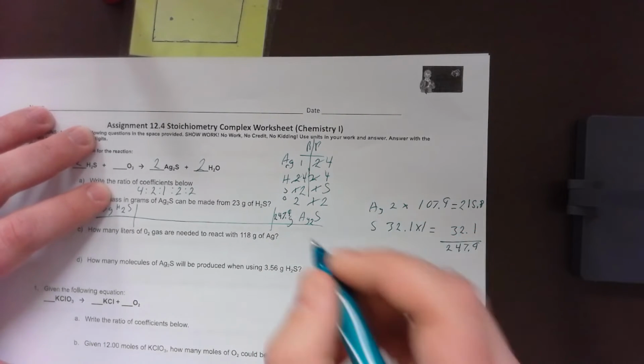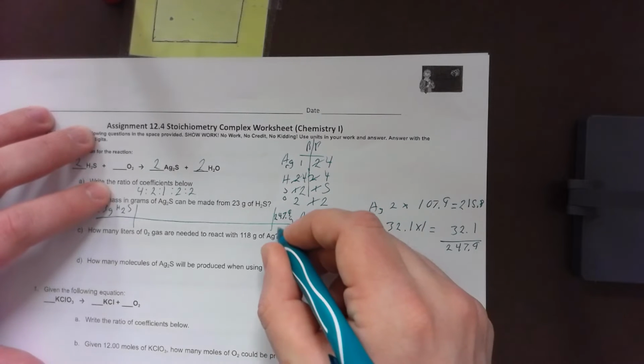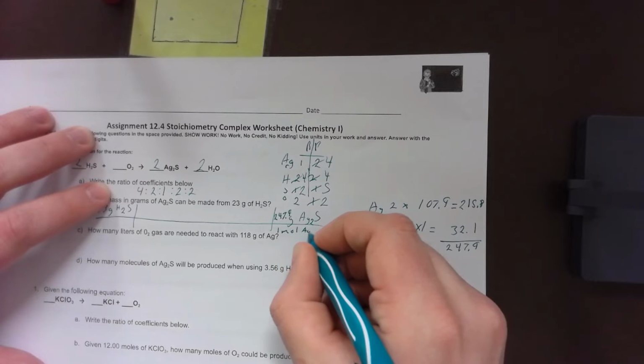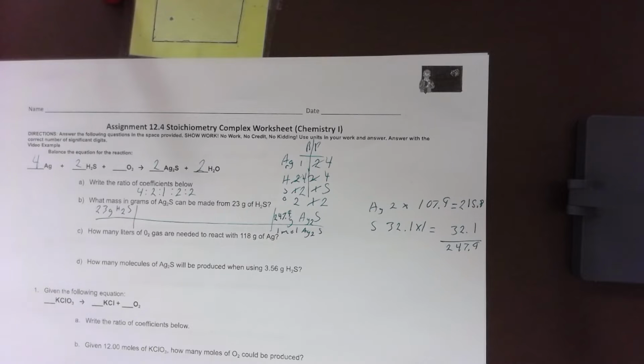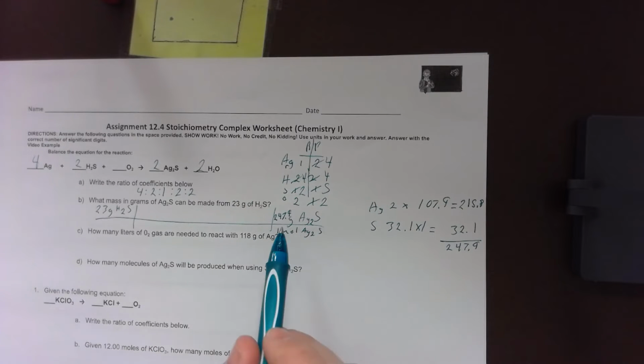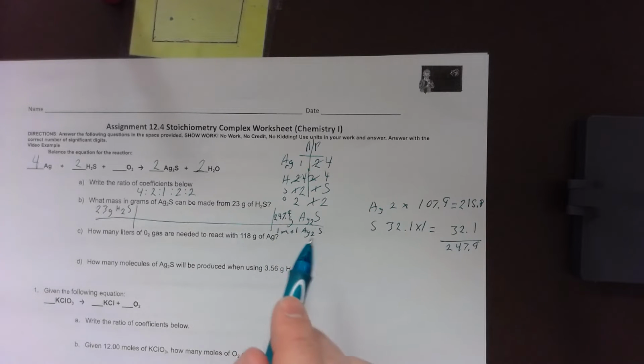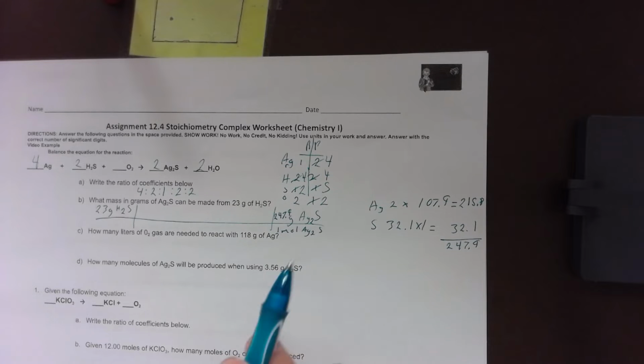Now remember, because it's molar mass, we need to put 1 mole of Ag2S here. We are always going to put our 1 mole of whatever it is, no matter if it's in liters or if it's in molecules or mass. We're always going to put 1 mole of whatever we're trying to get to on the bottom, because we're going to want to cancel it out eventually.